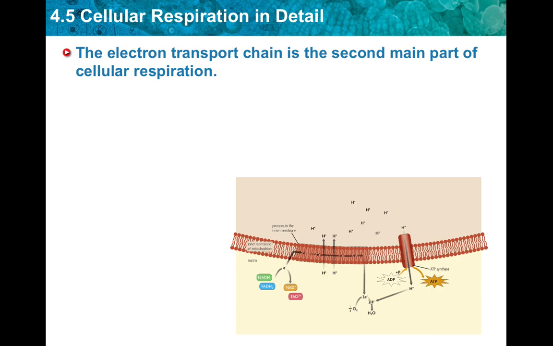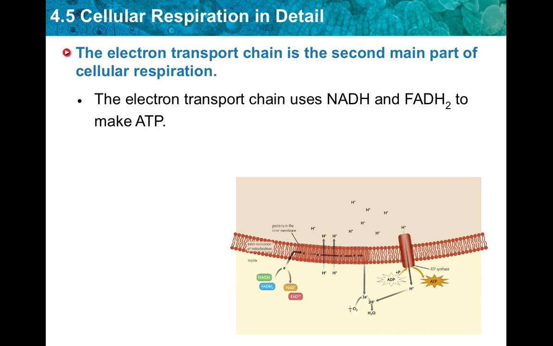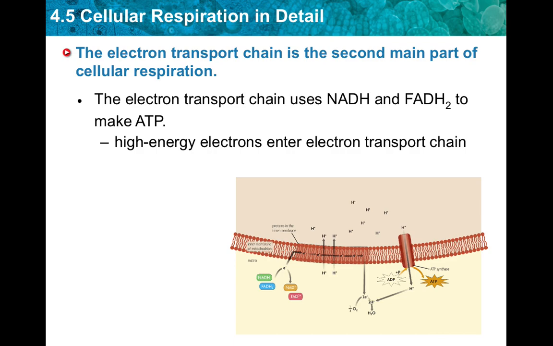The electron transport chain is the second main part of cellular respiration. The ETC uses NADH and FADH2 to make ATP. High energy electrons enter the electron transport chain.